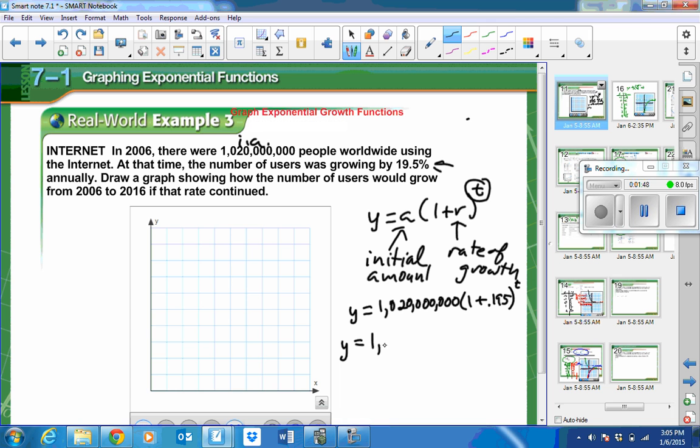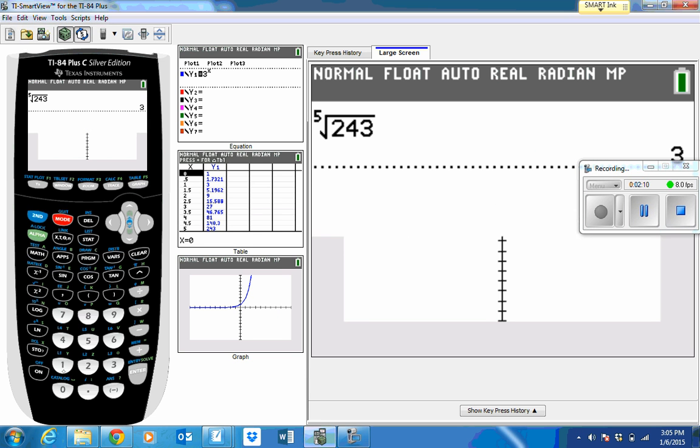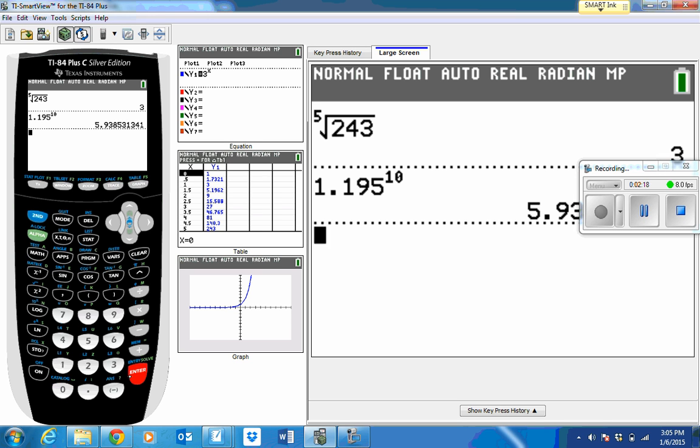So we're going to take 1,020,000,000 times 1.195. And in this case, in 2016, it's been 10 years since the start date that they were talking about. So you can simply go to your calculator and you're going to put in 1.195 to the 10th power, and do that first and go ahead and push enter.